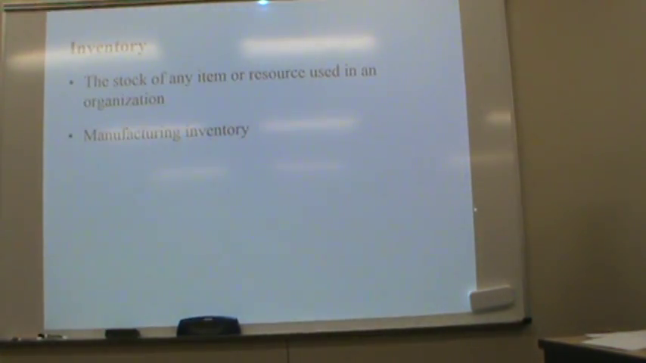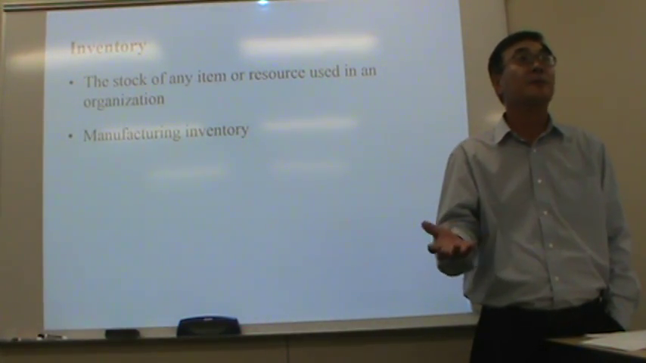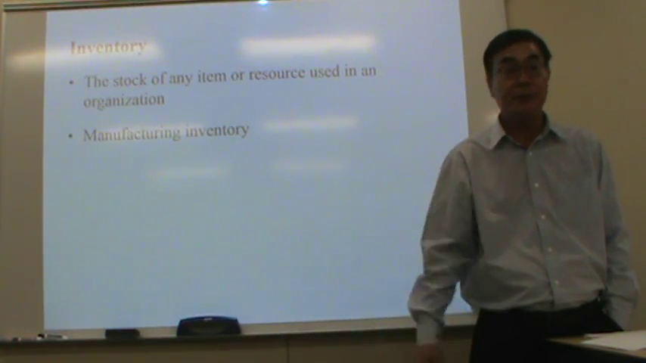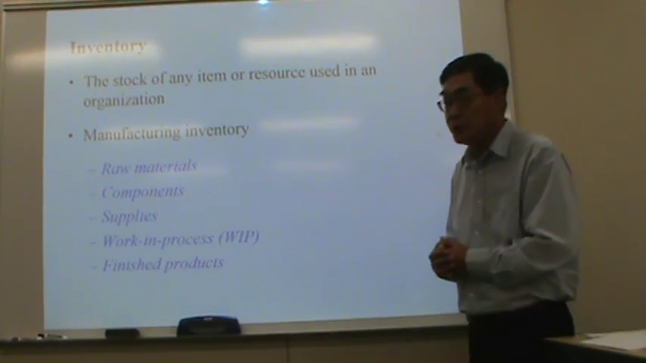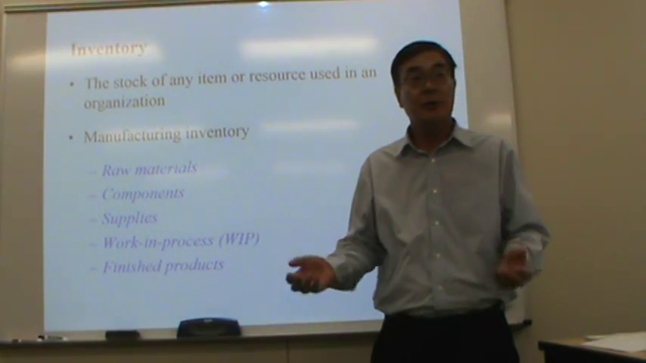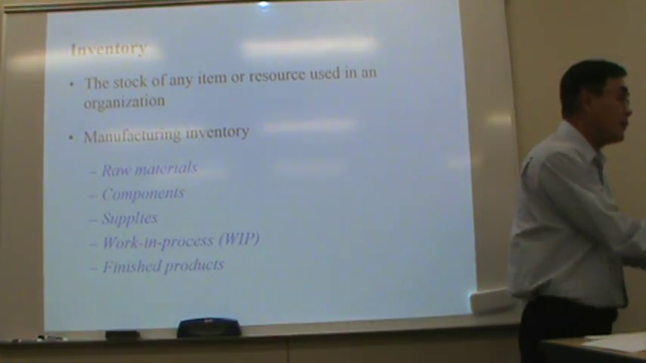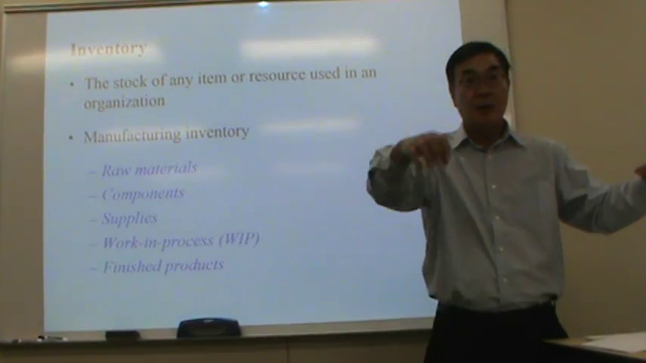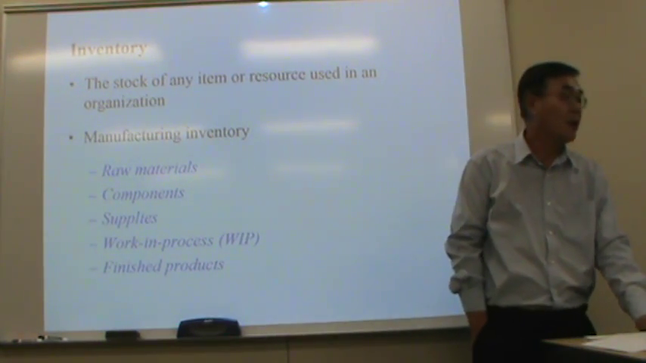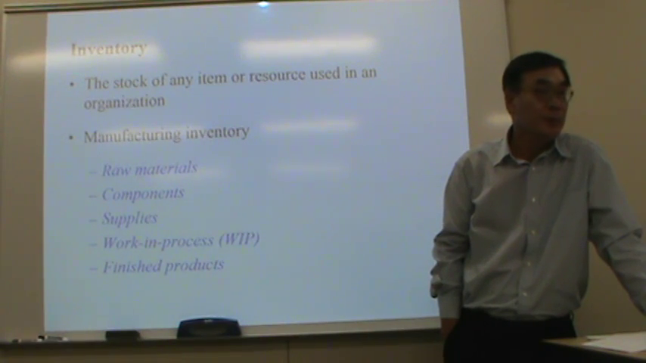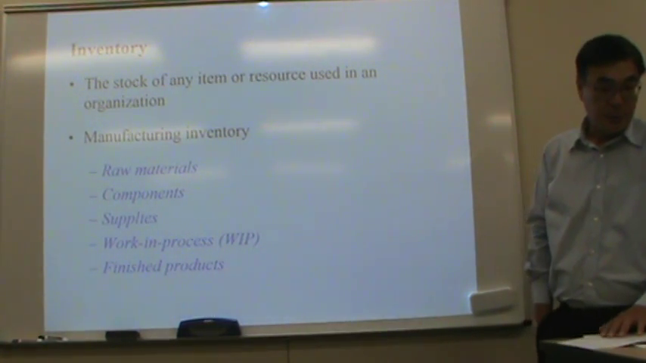Inventory is the stock of any item or resource used in an organization. If we are a manufacturer, we need material, right? Raw material, such as wood, iron, rubber, and so on, and component supplies. Then there is work in process, parts that are moving through the process. They are work in process. They are also inventory, and the final product is inventory too.